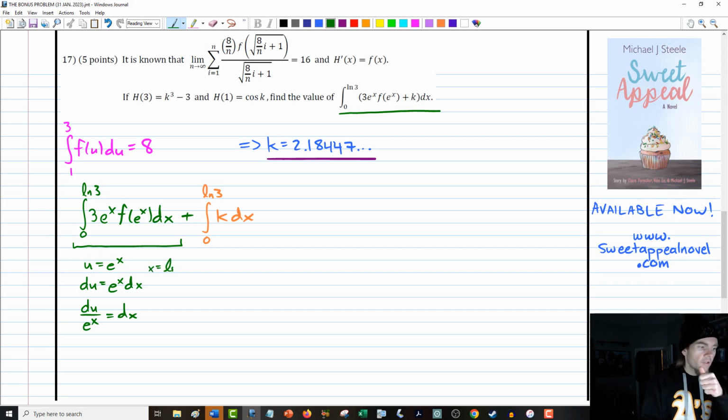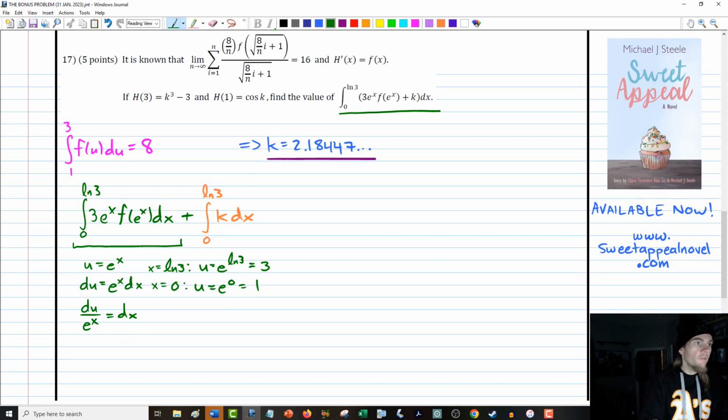If x equals the natural log of 3, then that means u is going to be e to the ln of 3, which, I mean, you had a calculator, so if you didn't know what this was, you could find it, but that means u is equal to 3, because e and ln are inverses. And if x equals 0, then u will be equal to e to the 0, which is 1.